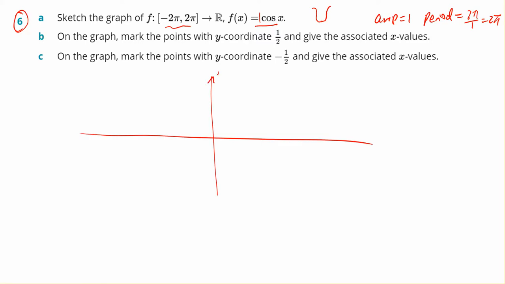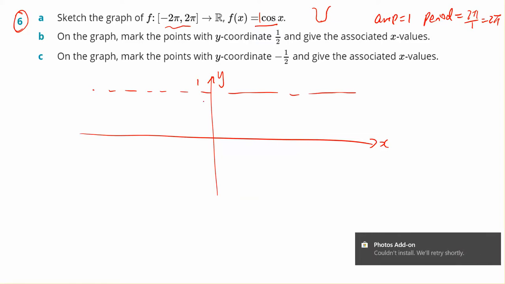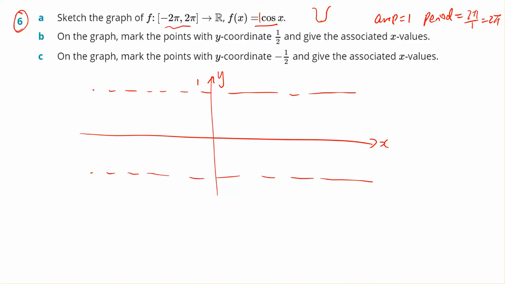Okay, so this is y, this is my x. I know my amplitude's 1, so I'm just going to bounce between 1 and negative 1. And I know that my period is 2 pi, so I'm just going to split 2 pi into quarters. So this will be pi on 2, pi, 3 pi on 2, okay? And then you can do it for the other side, the negatives. So negative pi on 2, negative pi, negative 3 pi on 2, negative 2 pi, okay?